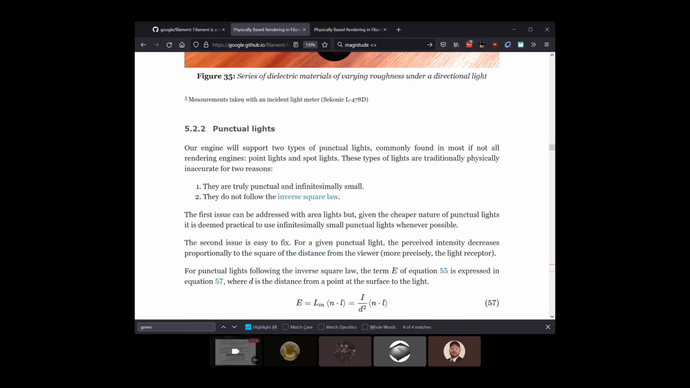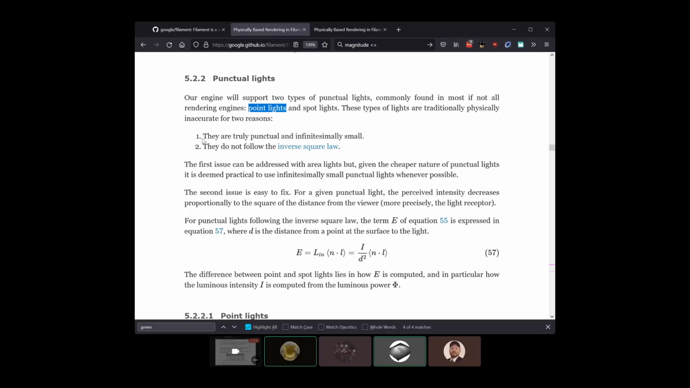Punctual lights, point lights, and spotlights. Cool. Yes, they are point. They don't follow the... Wait, what? These types of lights are traditionally physically inaccurate for two reasons. Oh, is that further down? No, it's right above, actually right before the two points. It's the second sentence. So it's saying inaccurate because it doesn't follow the inverse square law.